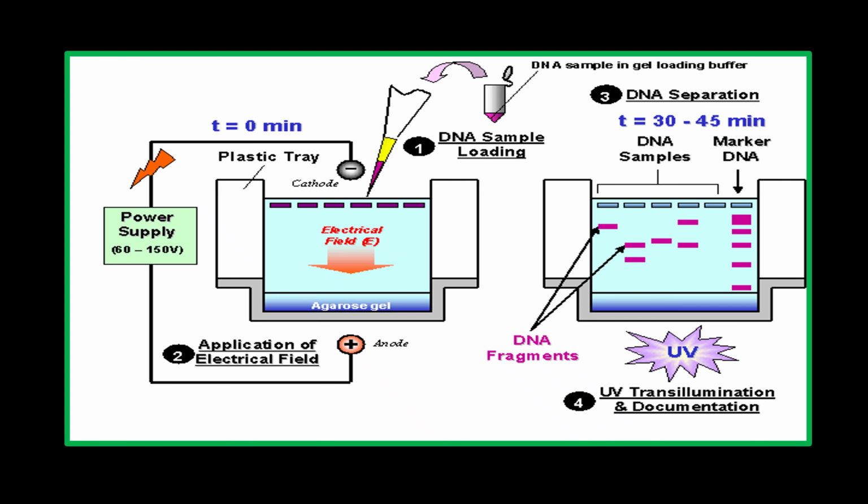Ultraviolet transilluminator for lab documentation. This slide shows the power supply, the DNA fragment separation, and DNA sample loading. Agarose mixed in the plastic tray. The power supply gives 150 volts. The DNA sample is loaded in the buffer. DNA separation takes 30 to 45 minutes. DNA sample and marker are visualized under ultraviolet light for documentation.